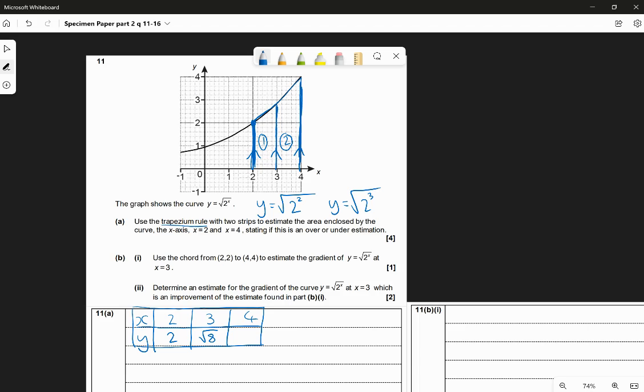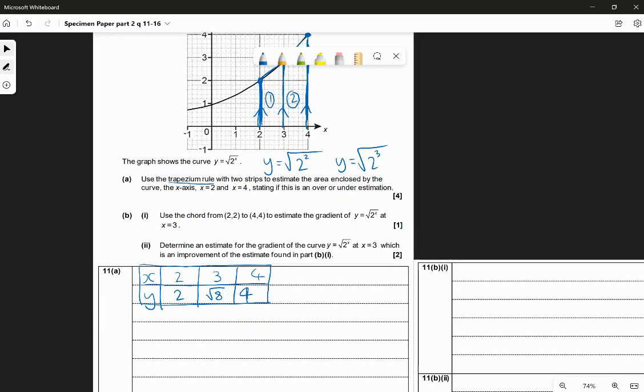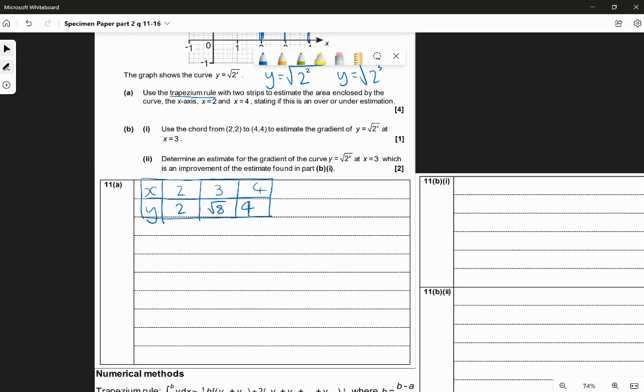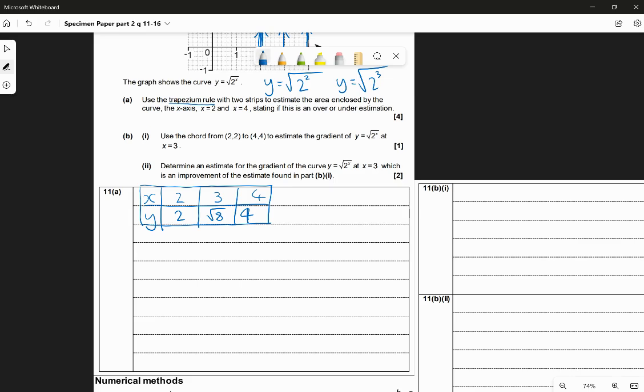And when x is 4, we have y equals the square root of 2 to the power of 4, which is the square root of 16, which is 4. And as you can see on the graph, we have a y-coordinate of 4 there as well. Okay, so to find the area of a trapezium, I'm going to do it the common sense way first, just finding the area of the two trapezia and then adding them up.